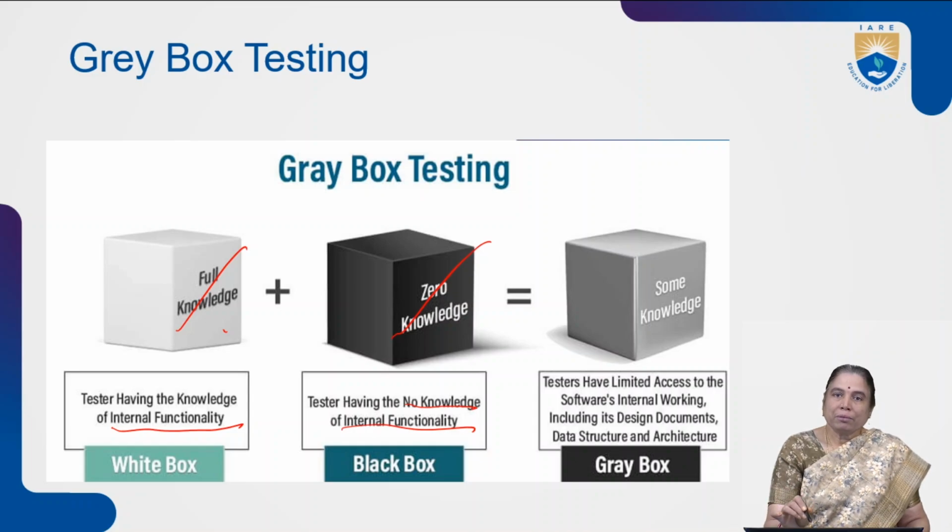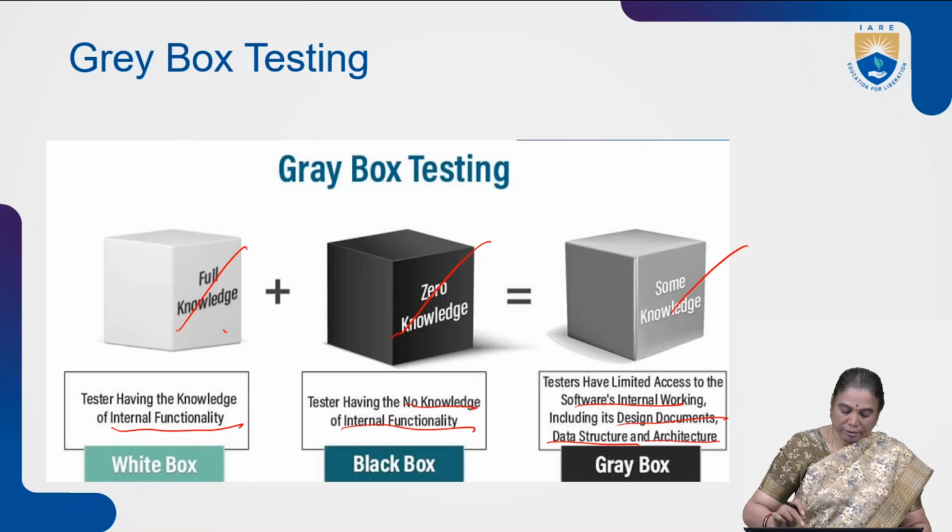In case of gray box testing, some knowledge about the program structure is required. So the tester has limited access to the software's internal workings, including its design documents, data structures and architectures. So here the architecture, design document and a few internal code logics must be considered in case of gray box testing.